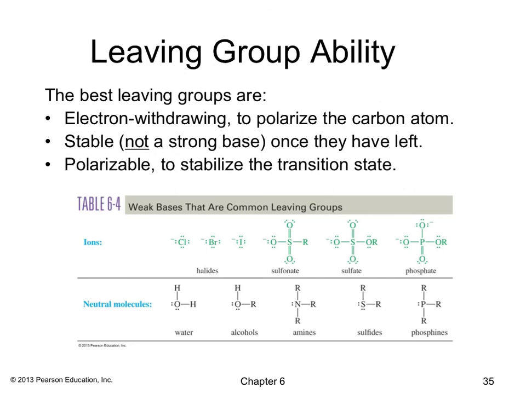Leaving group ability, the best leaving groups are electron withdrawing to polarize a carbon anion. They're also stable. They're not a strong base once they've left. And then they're polarizable to stabilize the transition state. So as an example, here's your table 6.4, weak bases that are common leaving groups. You have your halides, sulfonates, sulfates, and phosphates shown here as examples. And then neutral molecules, water, alcohols, amines, sulfides, and phosphines.